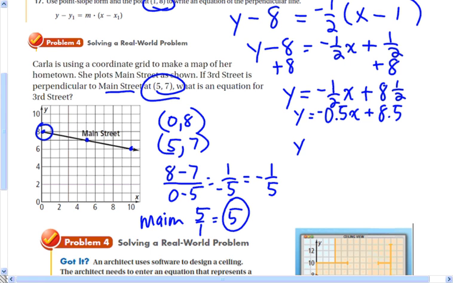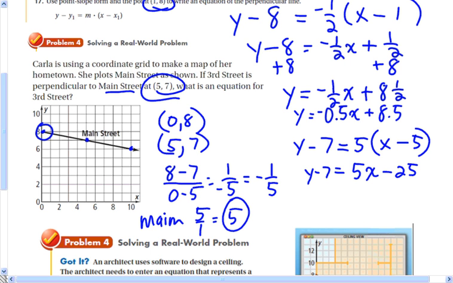So from that point, I'm going to put 7 for my y value. I'm going to put 5 for my slope. And I'm going to put 5 for my x value. And there's my equation. Now, if it needed to be in slope-intercept form, that wouldn't be a big deal. You can just distribute the 5, add 7 to both sides, and you get y = 5x. Negative 25 plus 7 is minus 18. Some math books will always want you to simplify to slope-intercept form.